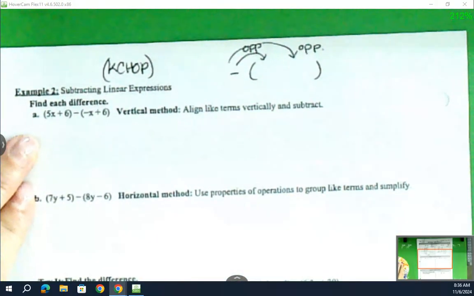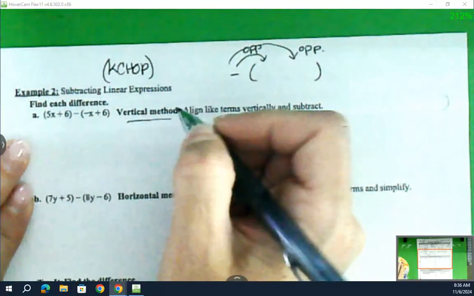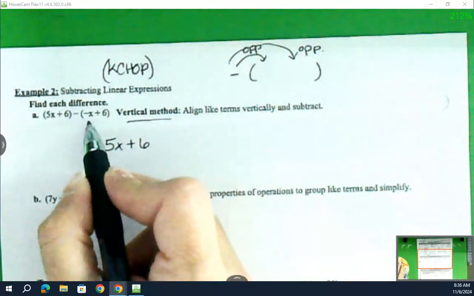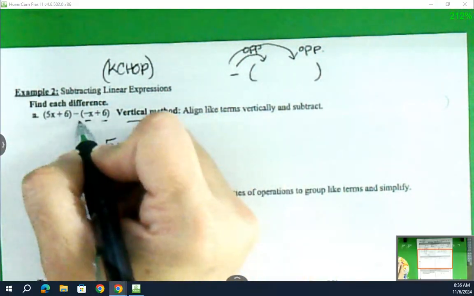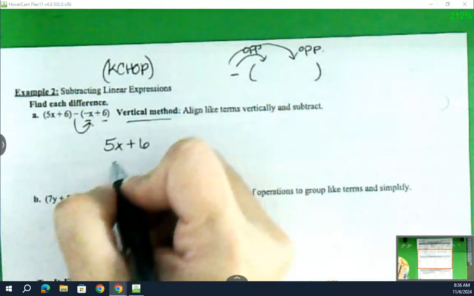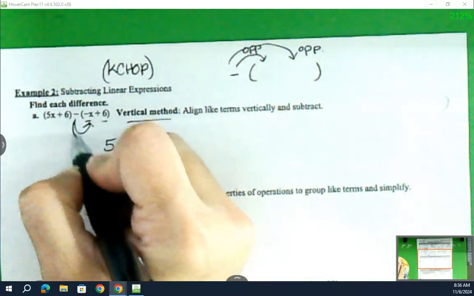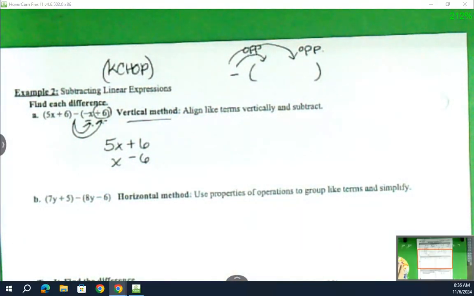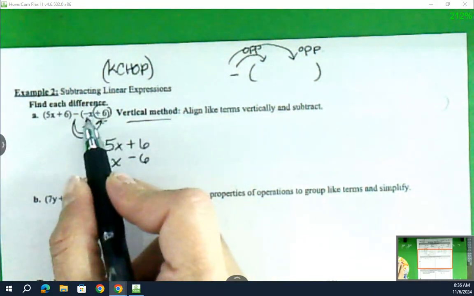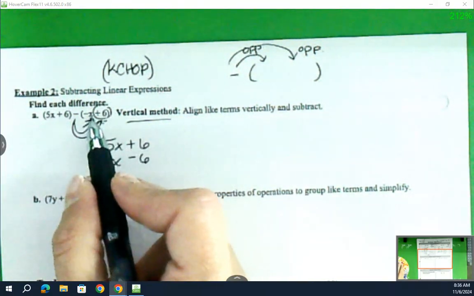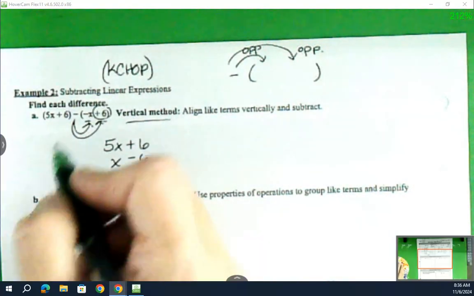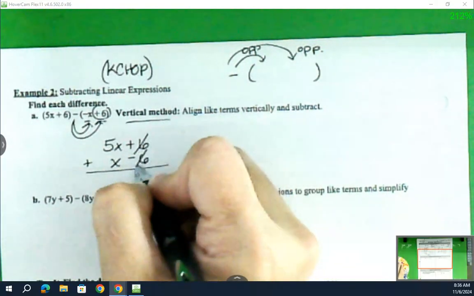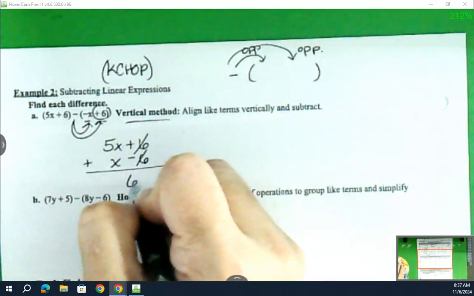So looking at this first question here, doing the vertical method, right here I'm going to write 5x plus 6, but then to get these two terms, I have a negative in front. So the opposite of a negative x would be a positive x, and the opposite of adding 6 would be to subtract 6. So whenever you have a negative sign in front of the parentheses, it's opposite the terms inside and the operations. Once I do that, then I'm adding or combining. A positive 6 and a negative 6 cancel out, and 5x plus an x is 6x.